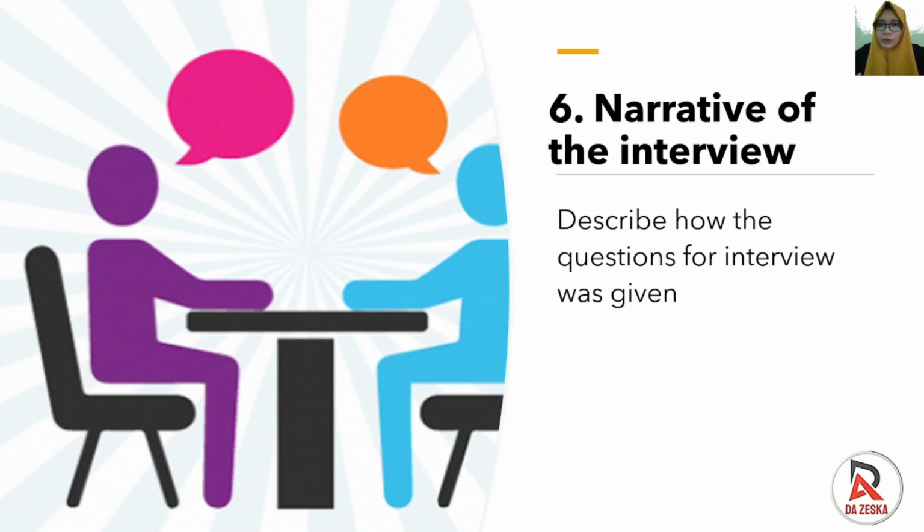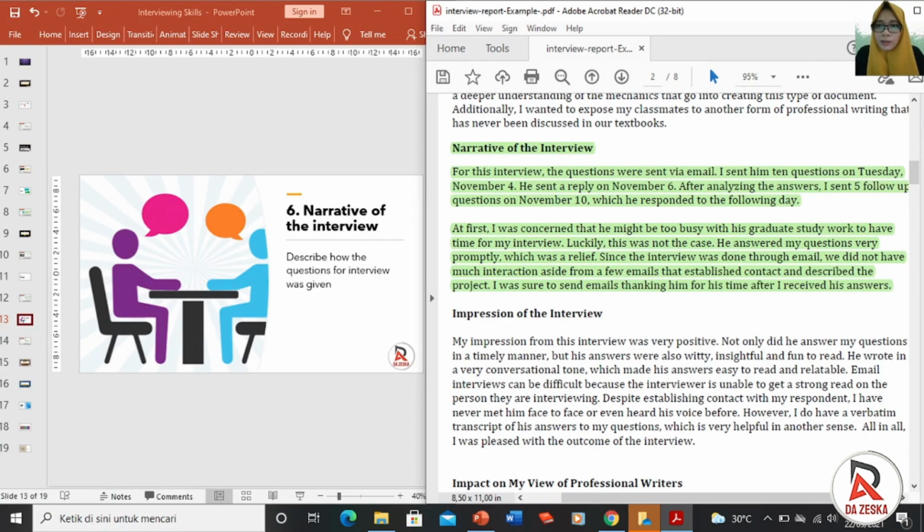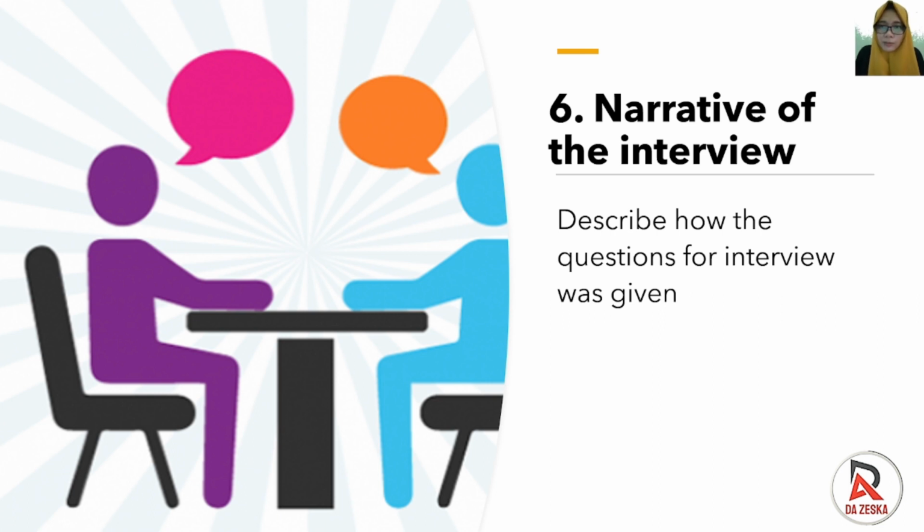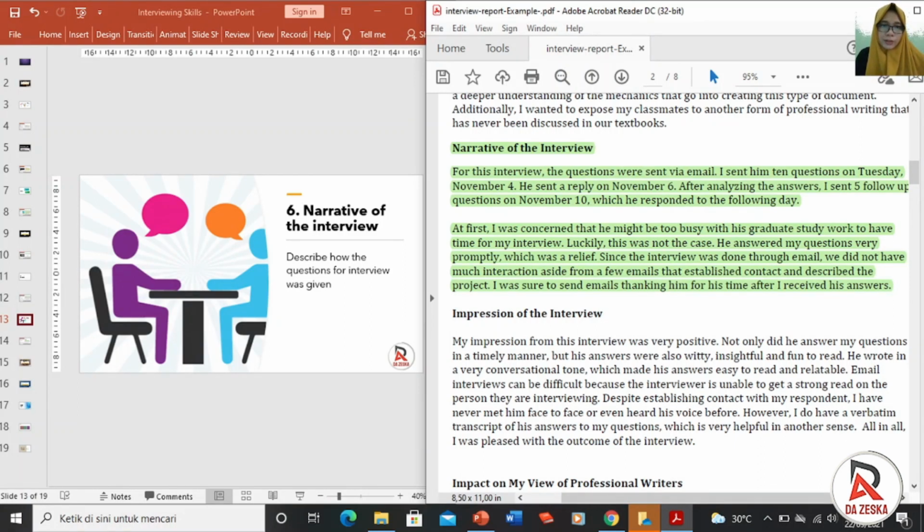Okay, now we go to the sixth point that is about narrative of the interview. In this sixth point, what you need to tell is to describe how the questions for the interview were given. I'm sorry, this is not "was given", this is a mistyping, "were given". I think I don't need to explain more about what narrative of the interview is actually about, because it has been clear, right? Narrative of the interview is about describing how the questions of your interview were given to the participants.